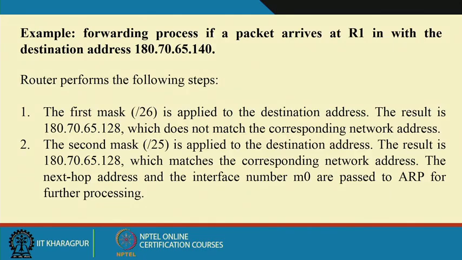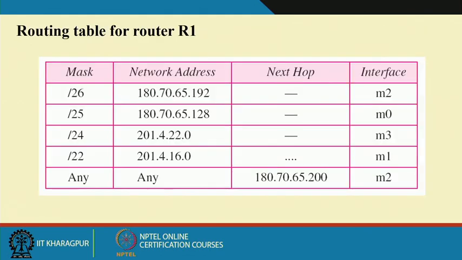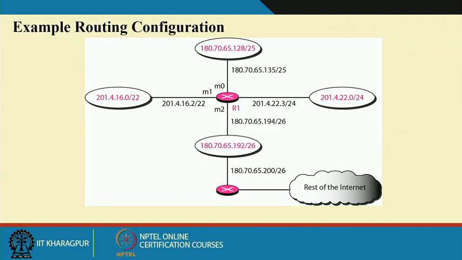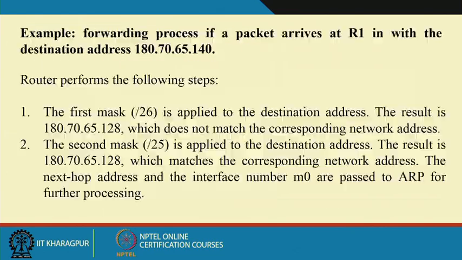It matches with the corresponding entry, and the packet is passed to the M0 interface for further processing by ARP. Now, to go to this M0 interface, it needs to find out the hardware address of that particular interface. So, it does an ARP resolution, address resolution protocol.